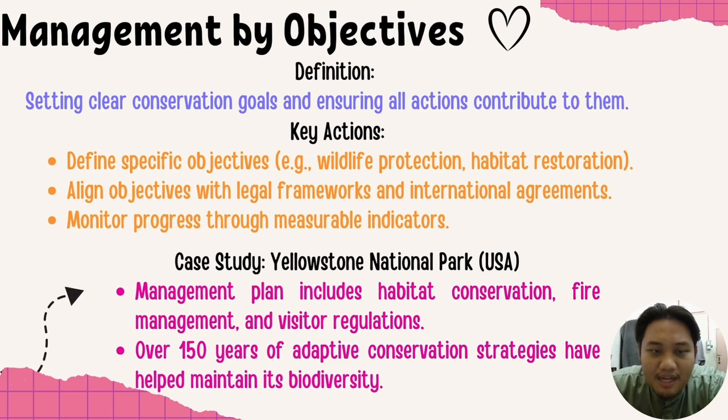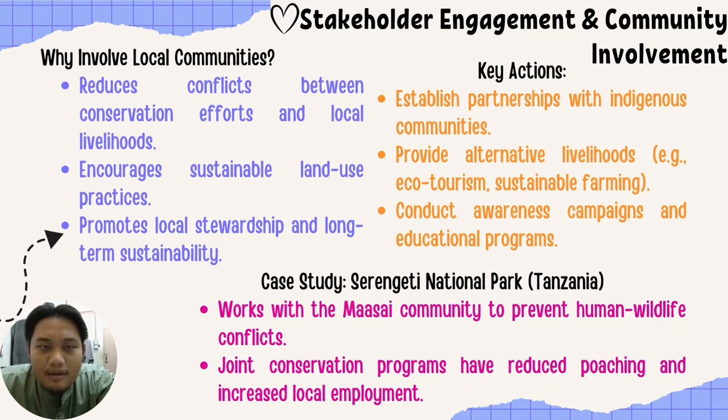For example, Yellowstone National Park has a well-structured management plan focusing on habitat conservation, fire management, and visitor regulation. Over 150 years of adaptive conservation strategies have helped maintain its biodiversity.